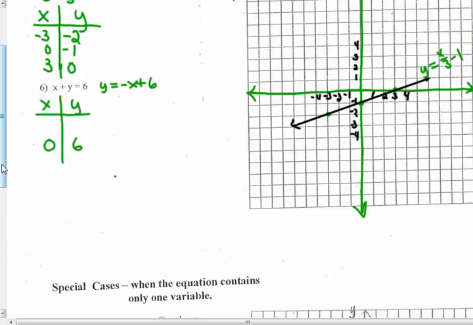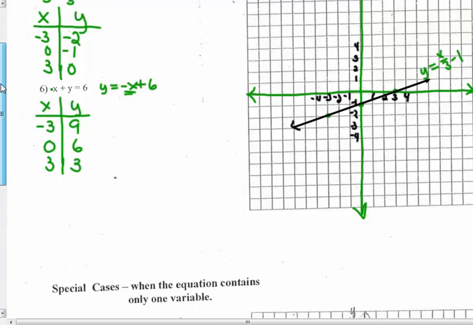If I choose, for instance, negative 3, then I put it into that equation. Well, the opposite of negative 3, and I'm using this form right here, the opposite of negative 3 would be 3. 3 plus 6 would give me 9, would be the y value coordinating with that. And my last value that I'm going to use is 3. Well, 3 plus 3 equals 6. So I used this form of the equation to solve. So negative 3, 9, that's way up there.